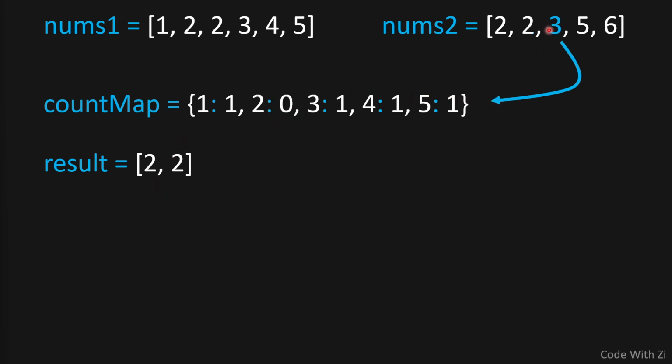We're going to be like, does 3 exist here, and is the count greater than 0? Well, yeah, as you can see. Awesome. So we're going to add it here, and then we're going to decrement this. And then we're going to move on to the next one.